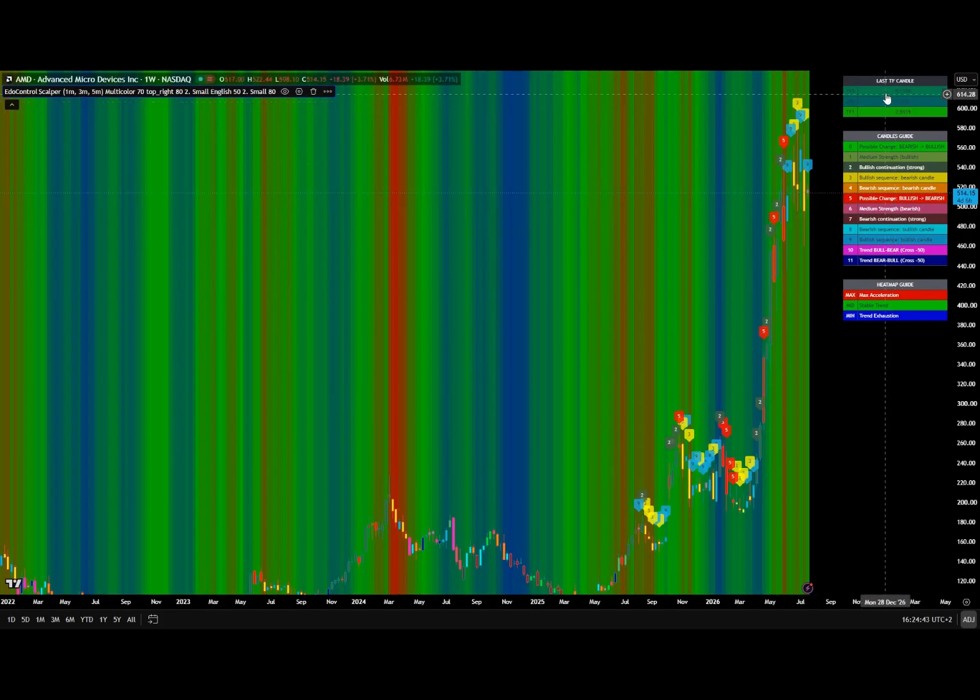Edo Control gives you 3 legend panels, and you can toggle each one and place it in any corner. The last TF candle monitor shows the context value of the latest candle on your 3 time frames. The candle's guide is the legend of the 12 states, each with its color and meaning, so you never have to memorize them. And the heat map guide describes the active mode. The legend is available in English and Spanish.